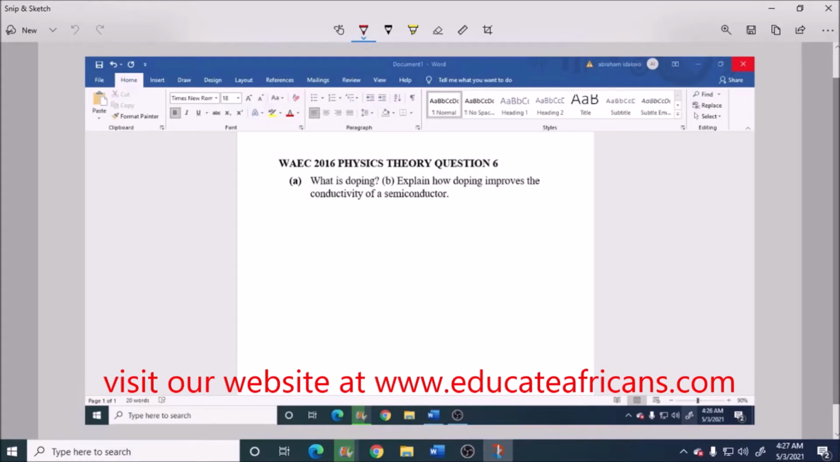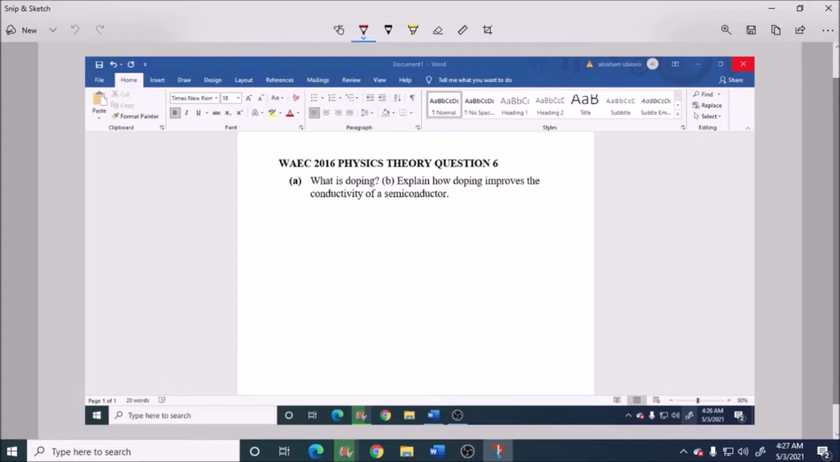Now, question B says, how does doping improve the conductivity of a semiconductor? Now, doping increases the conductivity of a semiconductor by increasing the number of charges, or electrons, or holes.